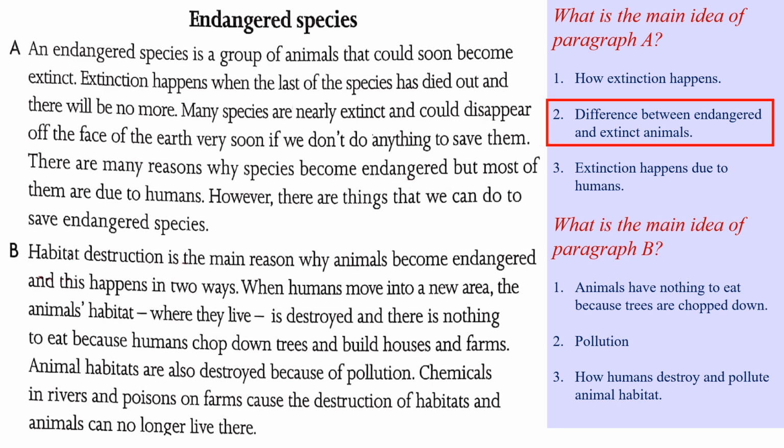And your options are: 1. Animals have nothing to eat because trees are chopped down. 2. Pollution. And 3. How humans destroy and pollute animal habitats. What is your guess? 1, 2, or 3? The main idea covers the whole paragraph. And you're right. The answer is 3.